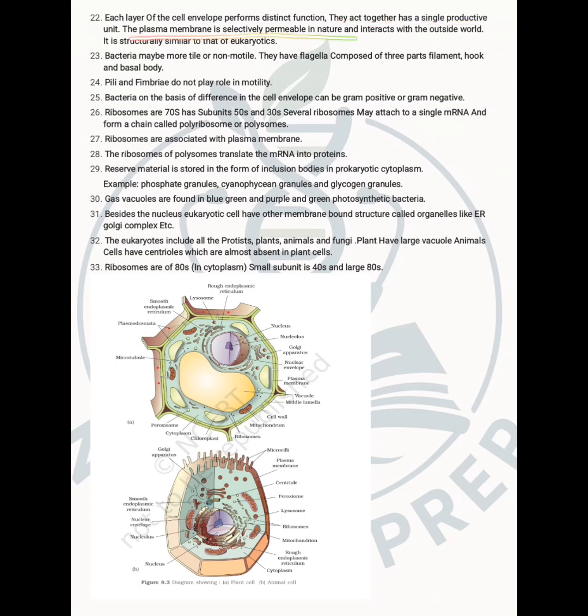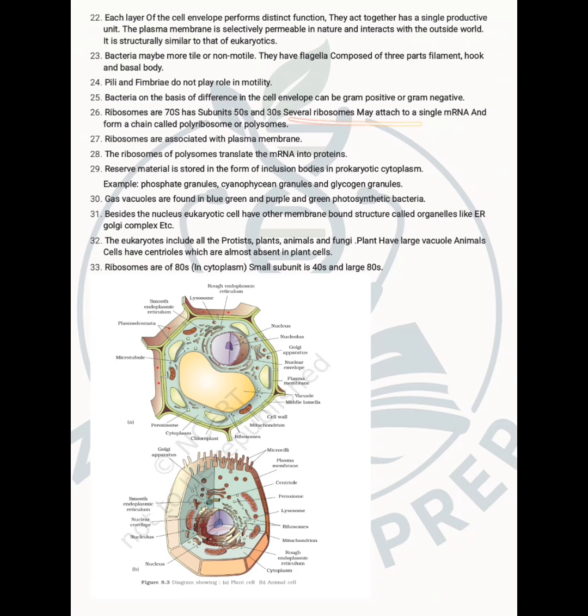The plasma membrane is selectively permeable in nature and interacts with the outside world. It is structurally similar to that of eukaryotes. Bacteria may be motile or non-motile. If motile, they have flagella composed of three parts: filament, hook and basal body. Pili and fimbriae do not play any role in motility. Bacteria, on the basis of differences in the cell envelope, can be classified into two types, gram-positive and gram-negative. Ribosomes are 70S, with subunits 50S and 30S.